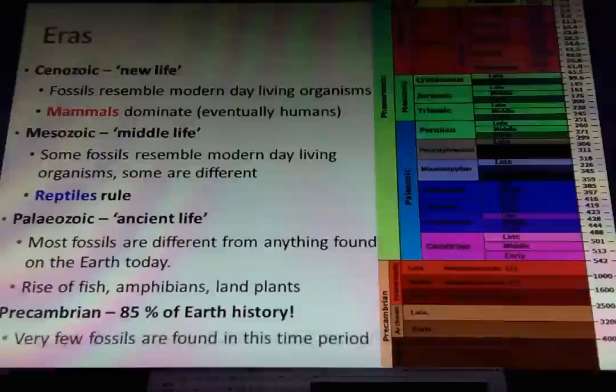Very few fossils that we find come from the Precambrian period. So 85% of the history of the Earth, there's very little evidence for any life contained within fossil records.